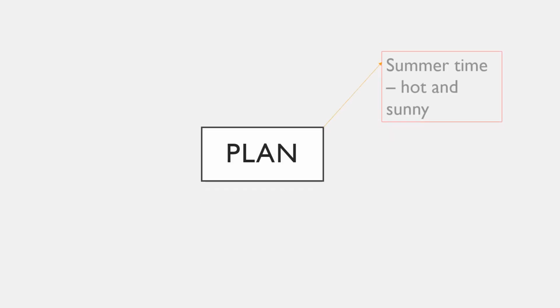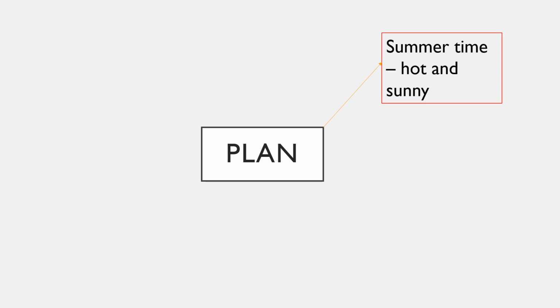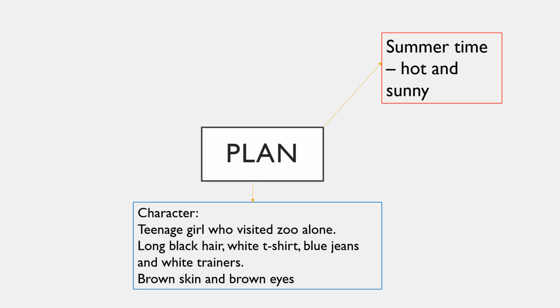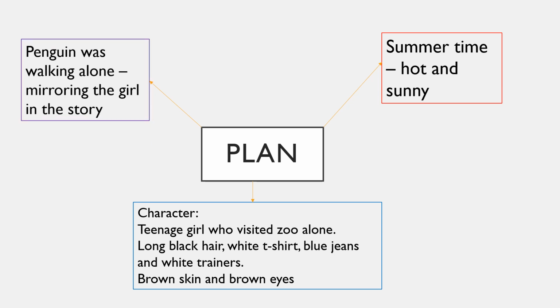Here's the plan. So we're going to set it in summertime, so it's hot and sunny. The character is going to be a teenage girl who visited the zoo alone. Long black hair, white t-shirt, blue jeans and white trainers. Brown skin and brown eyes. Penguin was walking alone, mirroring the girl in the story.